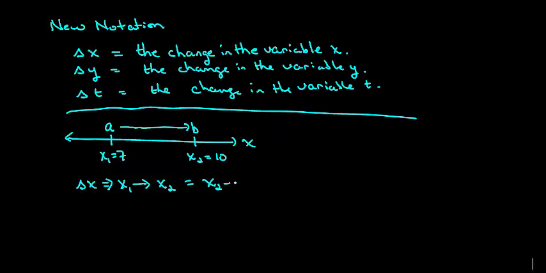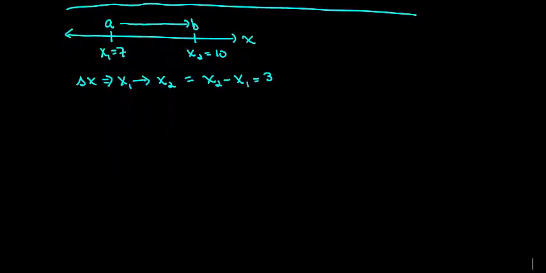And so that's x2 minus x1. That's how we calculate it. We've been doing that. And so that'll be 10 minus 7, which is 3. So that means our change in our x variable from 7 to 10, it changed by 3. There's nothing necessarily amazing about that.